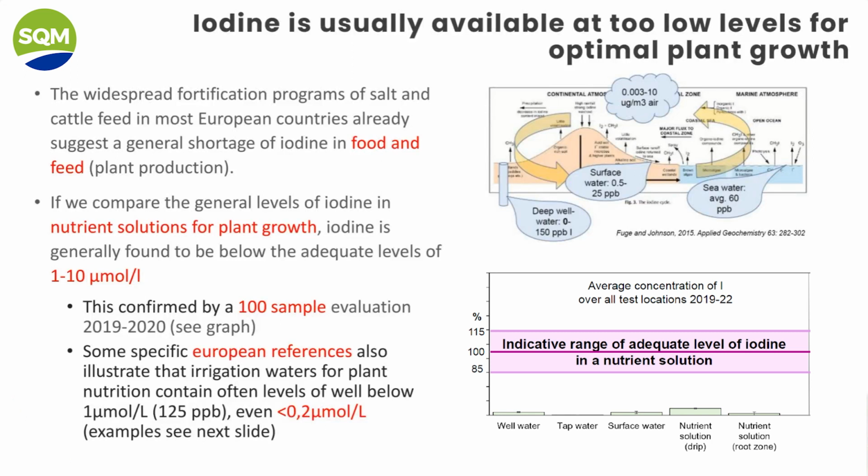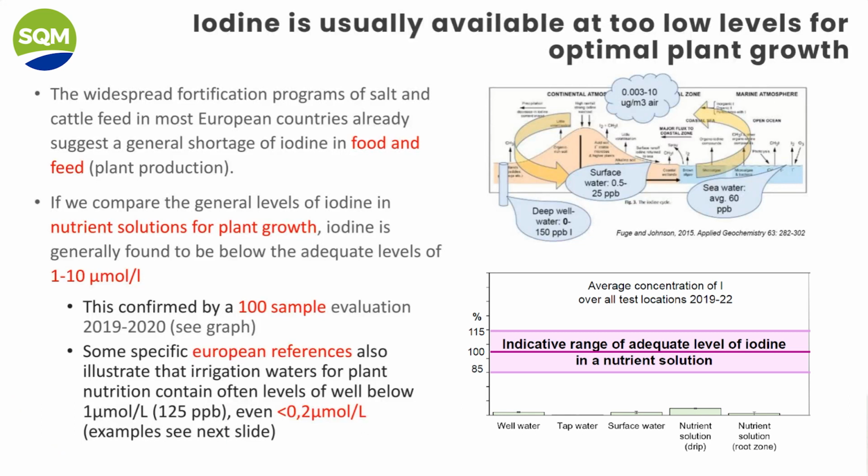Thank you, Katja. In your introduction, you already mentioned that there exist programs for fortification of iodine in food and feed. So this already indicates that in agricultural crops, we are expecting a shortage in iodine. Otherwise, we wouldn't have all these European programs for fortification of iodine for humans.